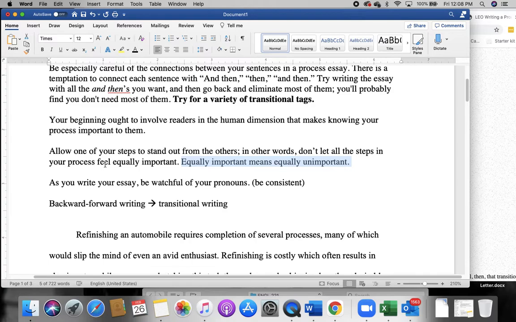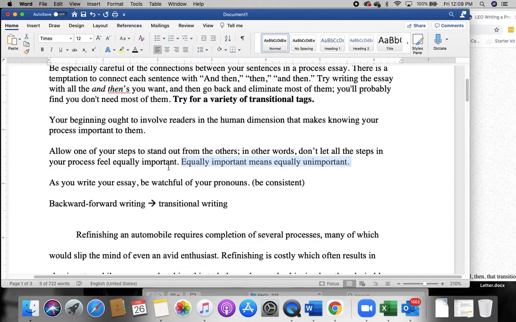I personally am wishy-washy about this note. Allow one of your steps to stand out from the others. I guess you could. I don't know that it's the most important thing in the world. I'm not persuaded by it from the source, because I'm very much a writer that's like equal balance. It's important to give equal weight to everything. So when they say equally important means equally unimportant, I don't know if I necessarily believe that. So I'm taking a little bit of issue with the source, but I leave it to you to determine how you want to deal with that.